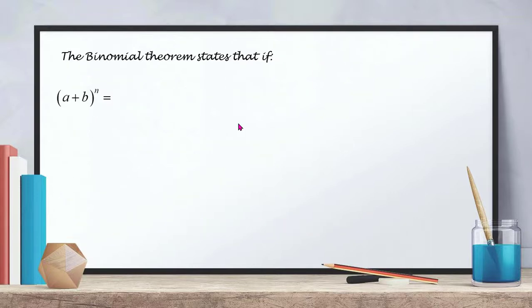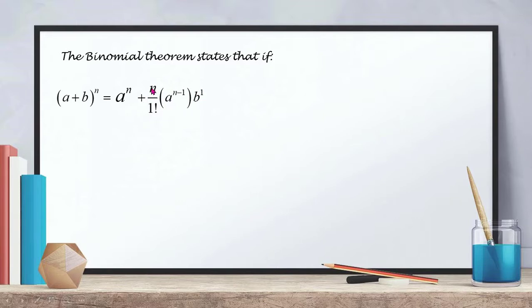The binomial theorem states that (a + b) raised to a power n is equal to a, the first term, raised to the maximum power, which is n, plus, notice that the a reduces by 1 in power in the second term, and b is raised to power 1.